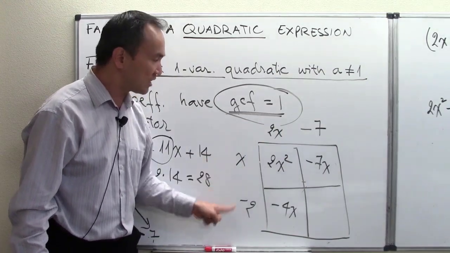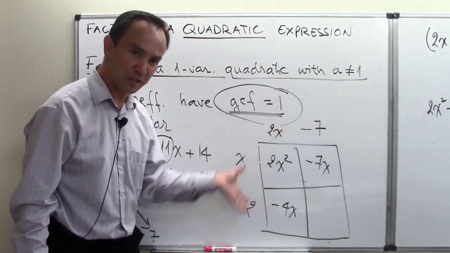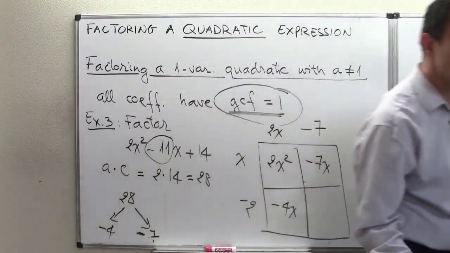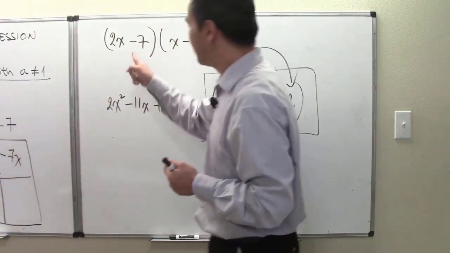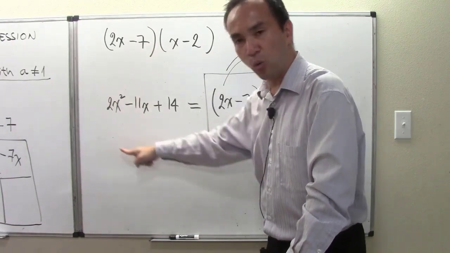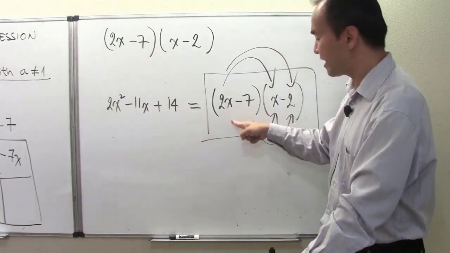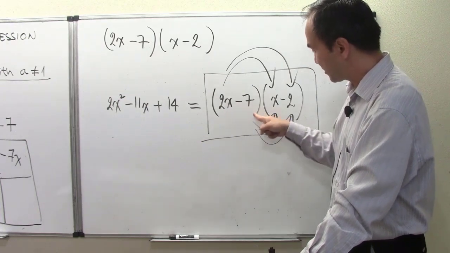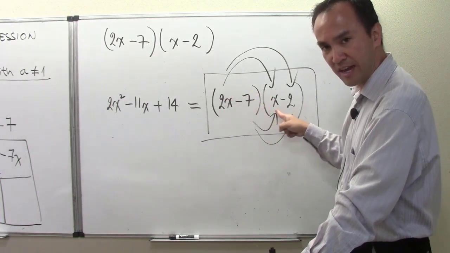But now these entries coming together will become our final product. And then finally, writing it all down, our beginning quadratic expression is written in factored form: 2x minus 7 times, or in product with, x minus 2.